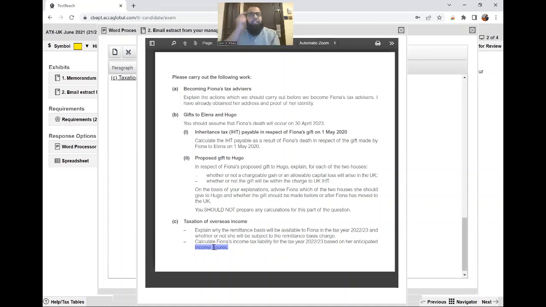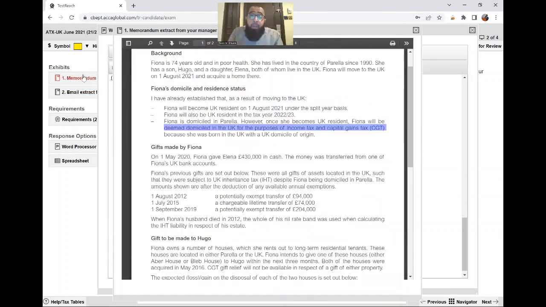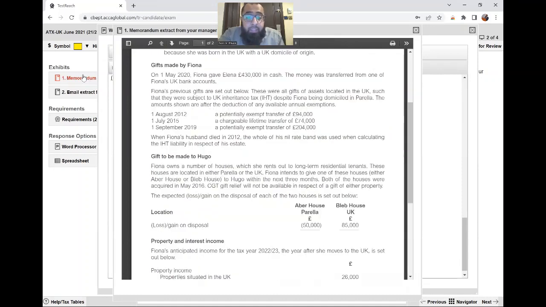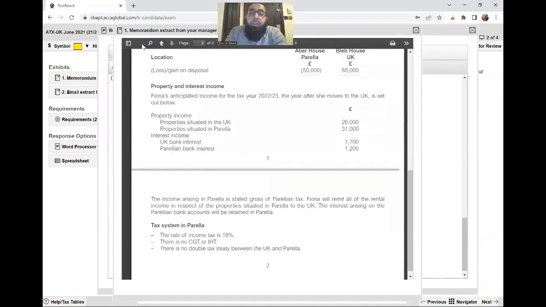Okay, let's look at the question. The memorandum. We have read the entire memorandum earlier, but now we are reading the requirement and we are coming back. This is very important. Fiona's anticipated incomes for the tax year 22-23, the year after she moves to UK, is set out below. But first we have to comment on the remittance basis concept.